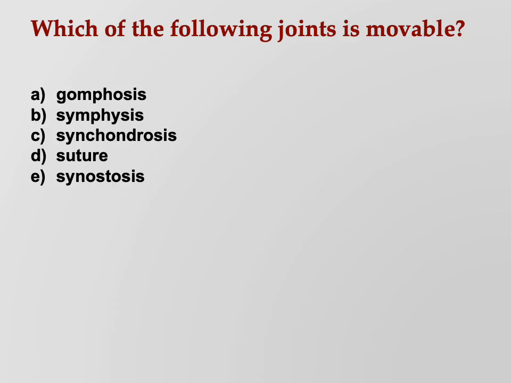Okay, here we go. Which of the following joints is movable? Would it be a gomphosis, a symphysis, a synchondrosis, a suture, or a synostosis? Pause the video, come back when you think you know.